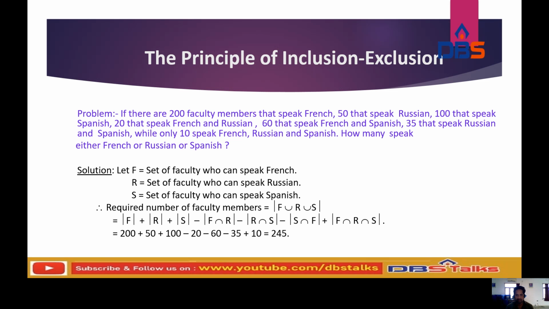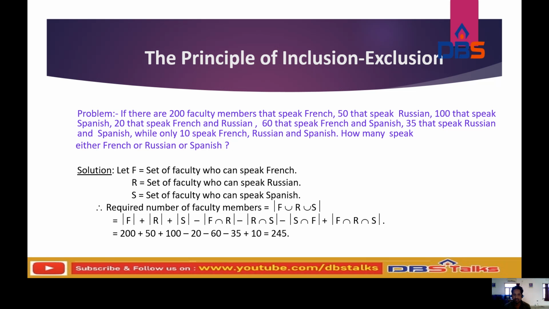Next, suppose there are 200 faculty members who can speak French, 50 who can speak Russian, and 100 who can speak Spanish. 20 can speak French and Russian, 60 can speak French and Spanish, 35 speak Russian and Spanish, while only 10 speak French, Russian and Spanish. So how many speak either French or Russian or Spanish?